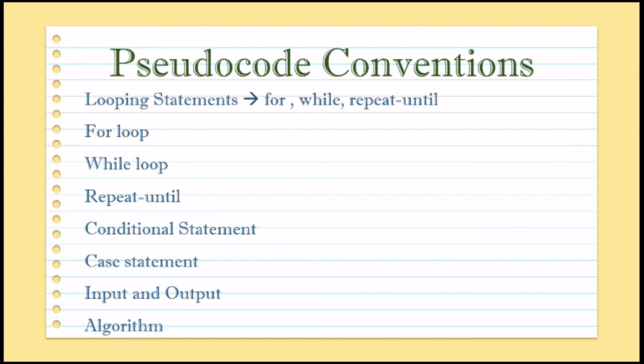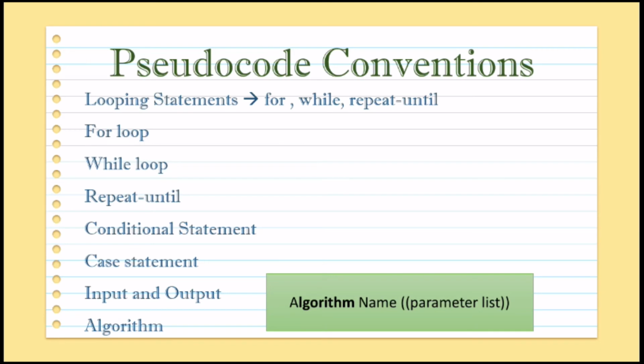Next one is algorithm. Algorithm consists of a heading and a body. It is written as algorithm, then name and parameter list. Here name is the name of algorithm and parameter list is the list of parameters required for the algorithm.